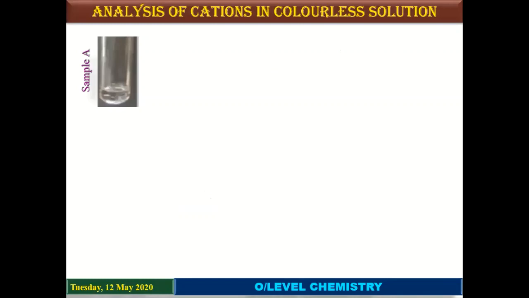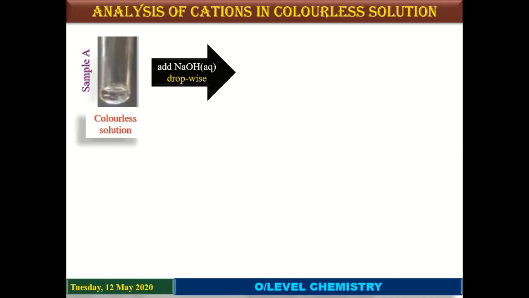Suppose you have an unknown sample. We don't know whether it is aluminium, ammonium, zinc, calcium, but it is obvious that it is a colorless solution. You can see in the diagram, it is a colorless solution. So a colorless transparent solution means in our syllabus, only 4 cations might be present: ammonium, aluminium, zinc 2 plus and calcium ions. So what we do, as we have described in our scheme, we add sodium hydroxide dropwise. So there are two chances: either we get white PPT or we get no PPT.